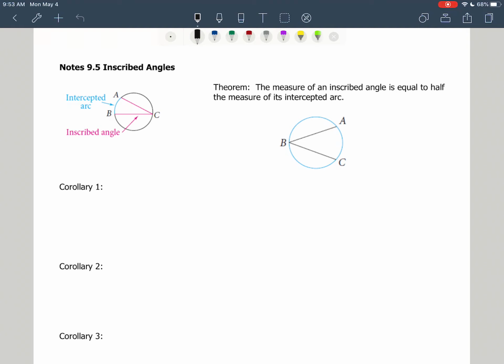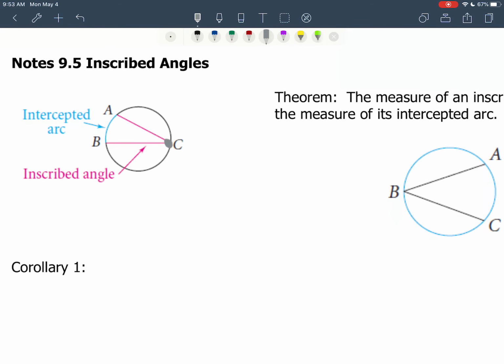Going to talk about inscribed angles. Inscribed angles are angles in which the vertex of the angle is on the circle. Two chords make up the sides of the angle, and the arc that is caught is called the intercepted arc.